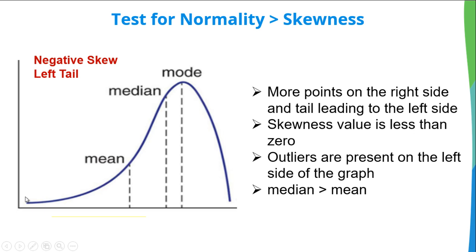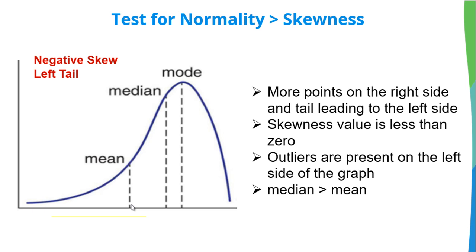The skewness value is less than 0 when you calculate it. Outliers are present on the left side of the graph. That is what it means, and that's why it is skewed to the left. The median is greater than the mean. So it is called negative skew or left tail.